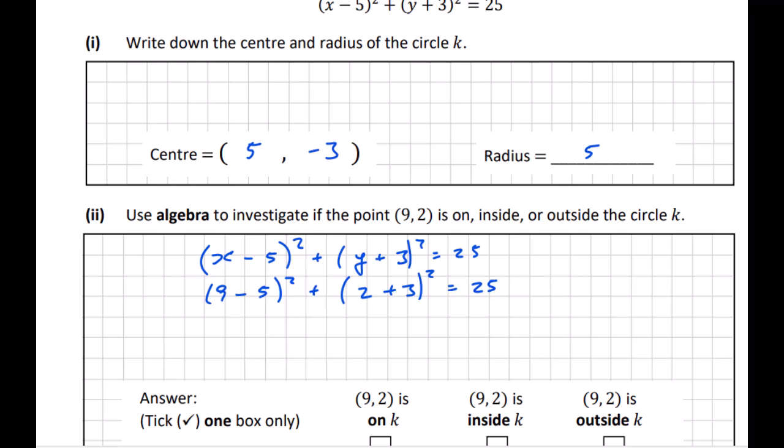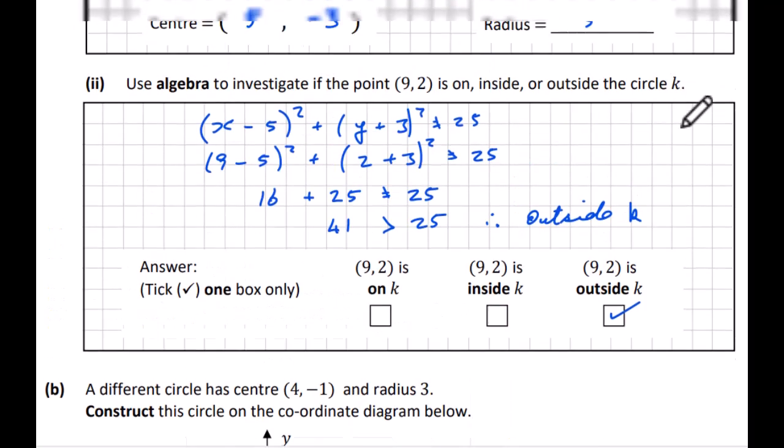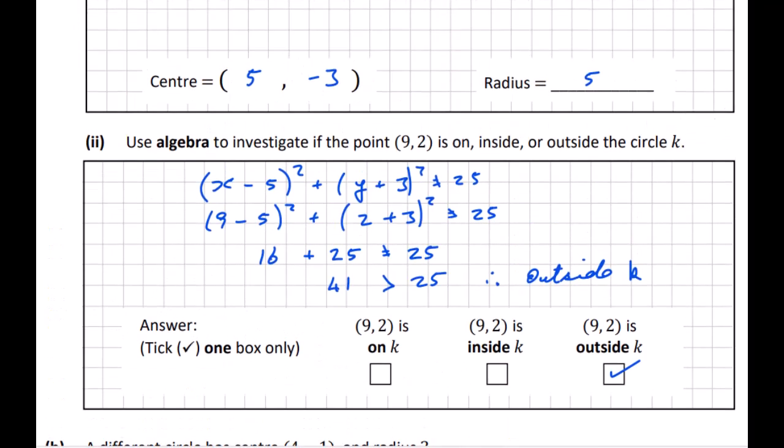Let's have a look. 9 minus 5 is 4. 4 squared, 16. 2 plus 3, 5. 5 squared, 25. So what we'll get here is 41, which is clearly not equal to 25. It's actually bigger than 25. 41 is bigger than 25, therefore it lies outside K. So let's just tick that off. Is that all we had to do there? Use algebra to investigate if the point is inside or outside.